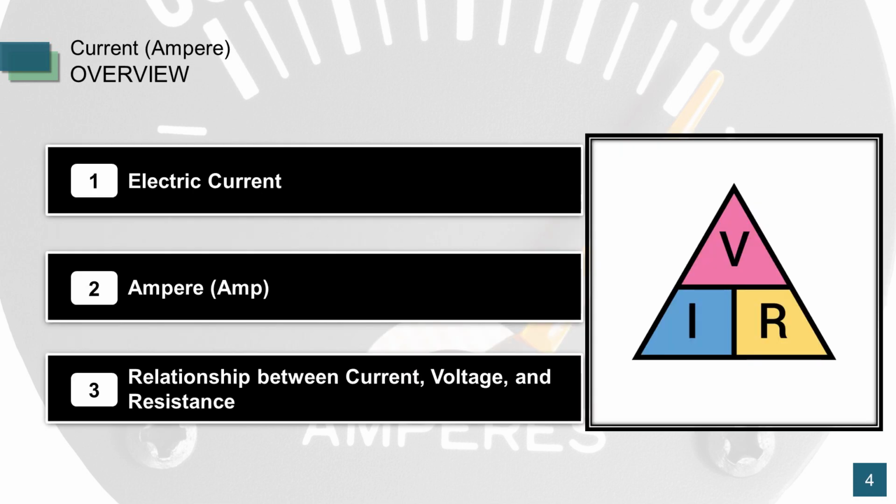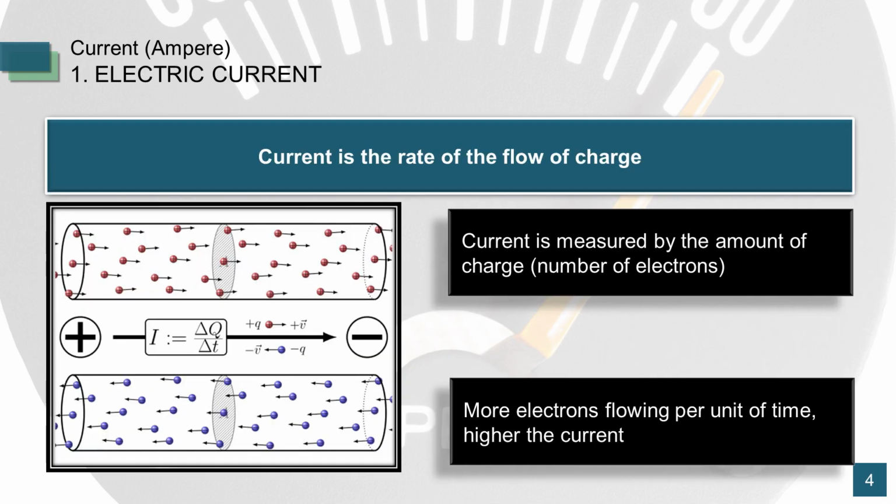In this lesson, we will focus on the concept of electric current, its measurement unit in amperes, and its importance in battery electric vehicle systems. Current is the rate of the flow of charge. The current in a conductor is measured by the amount of charge, number of electrons, that flows past a certain point in a unit of time.